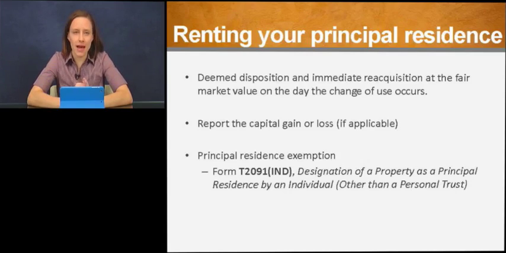You must report a capital gain on your tax return in the year the change of use occurred. In Canada, the capital gain earned during the period that your property was your principal resident is exempt from tax. You generally cannot claim a principal resident exemption for the period that you were non-resident of Canada.